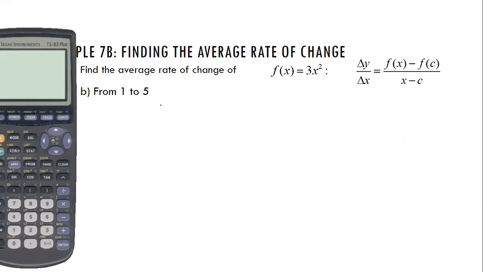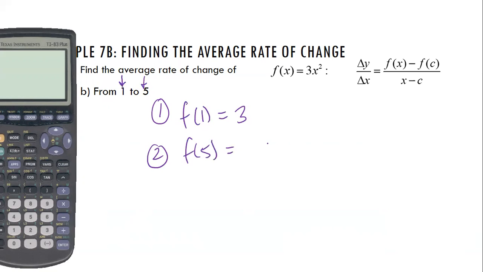All right, here we go. So step 1, you find the f of where it starts. And where does it start at? 1. We've already found that. What did we get? 3. Step 2, you find the f of where it ends. So this is f of 5. I substituted in, have 3 times 5 squared, which is going to equal 3 times 25, which equals 75.